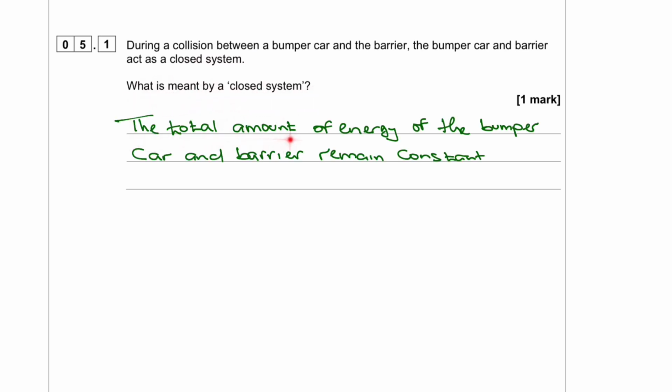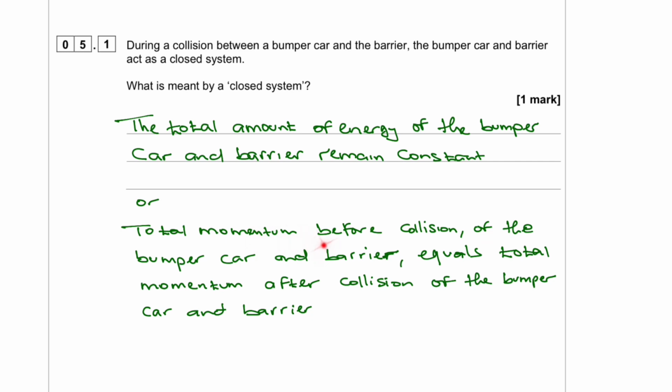The total amount of energy of the bumper car and the barrier remains constant. In a closed system, the total energy always remains constant, or the total momentum before collision of the bumper car and barrier equals the total momentum after collision of the bumper car and the barrier.